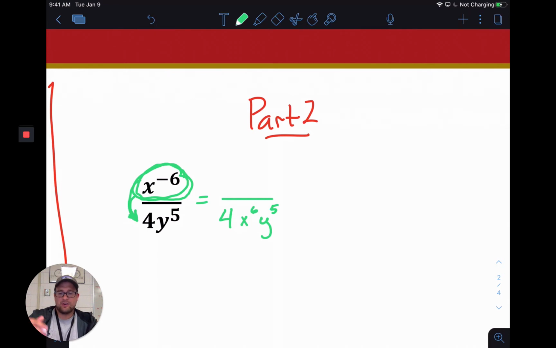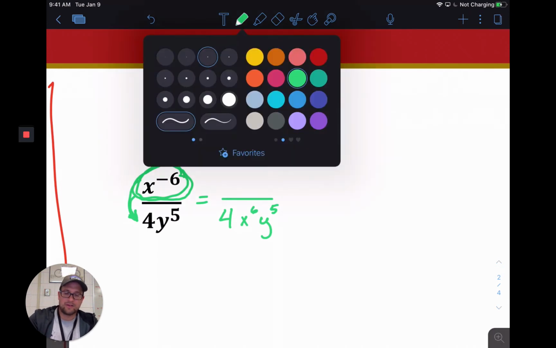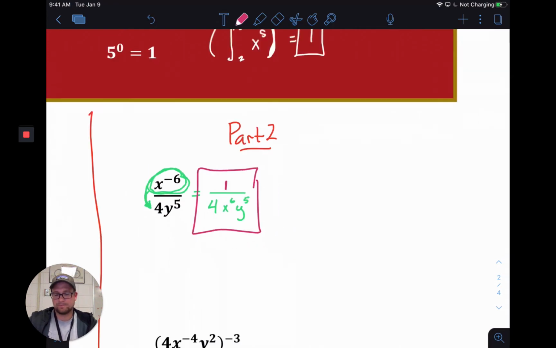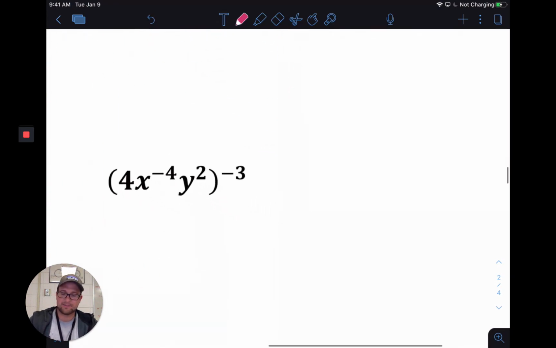Now, if you notice, there was nothing that we had to move to the top, right? Nothing got moved up. So since there's nothing there, we got to make sure we hold the fraction. So we put a 1 up on top to hold that fraction. And this would be our final answer. Moving on to the next problem.